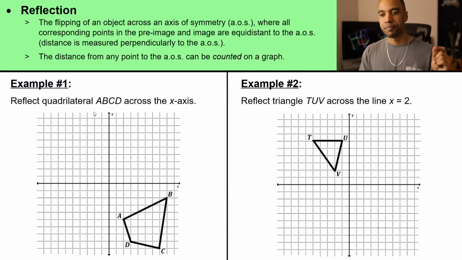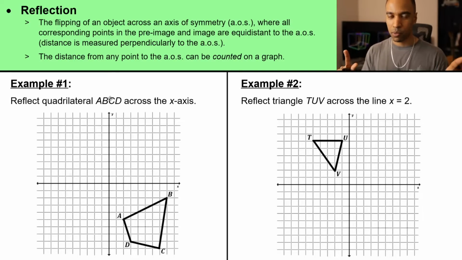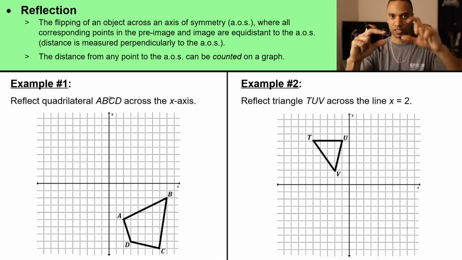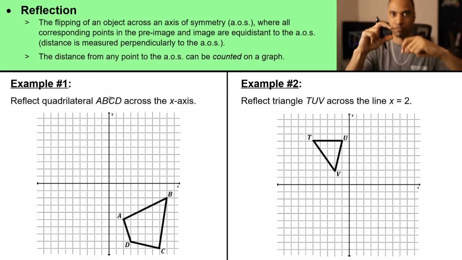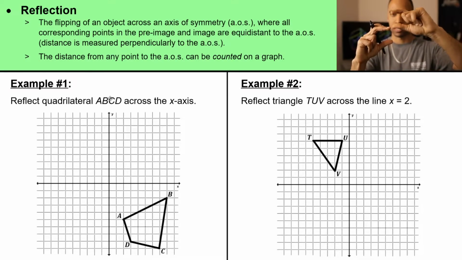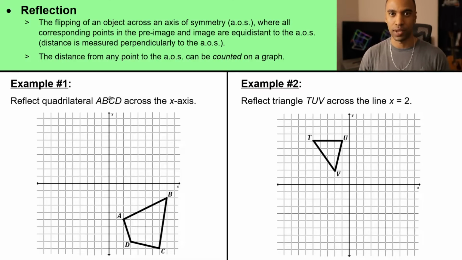Reflections, you are going to be given some sort of axis of symmetry, and you're going to reflect across it. And remember what I said. We move perpendicularly across the axis of symmetry, and we stay equidistant away from the axis of symmetry on either side of it. From pre-image to image, the axis of symmetry will be directly in between. Think of it like a mirror. All right, so reflect quadrilateral ABCD across the x-axis.